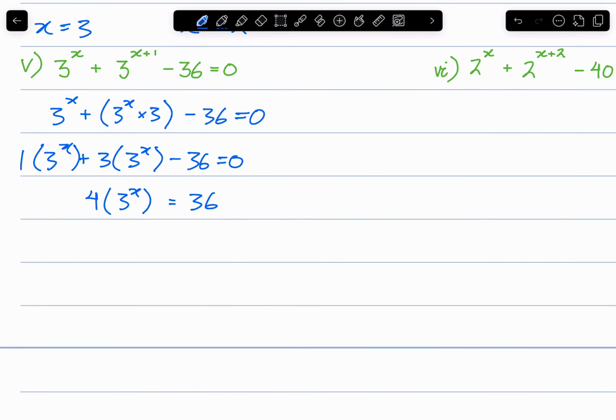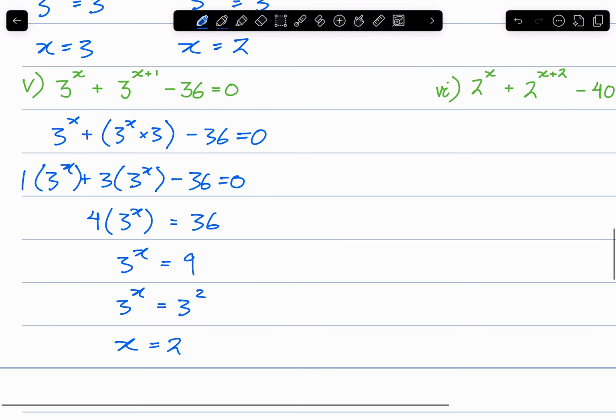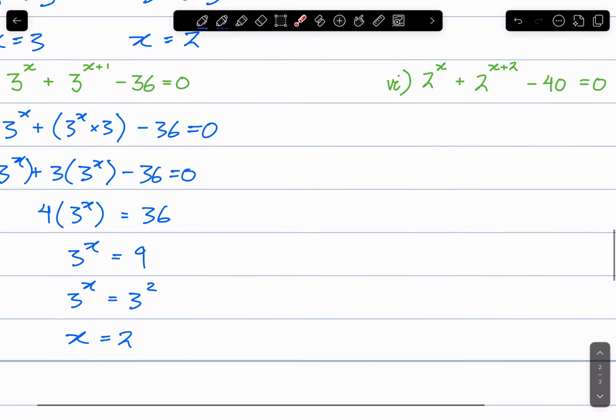Now we can easily divide out the 4, which gives us 9. And I hope you can see from here, this is going to be 3 to the power of x equals 3 squared. So x is actually 2. So this is actually not a quadratic at all. But yeah, just using index laws and basic equation solving, we've solved this one.